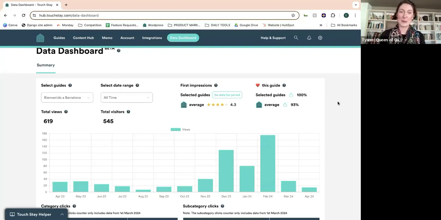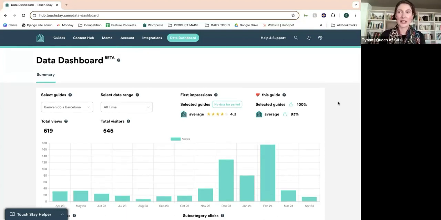So this is Data Dashboard. And one thing I want to make very clear is that Data Dashboard is, as we show here with this little beta flag, brand new. This is data that we've never collected before. And this is just the first phase of what we want to be able to deliver to you, to give you much more information and understanding about how people are using and engaging with your guides. So there'll be more to come.